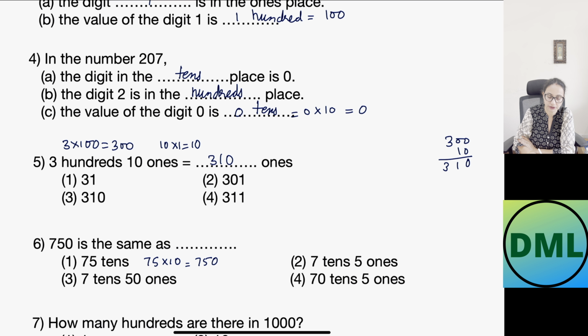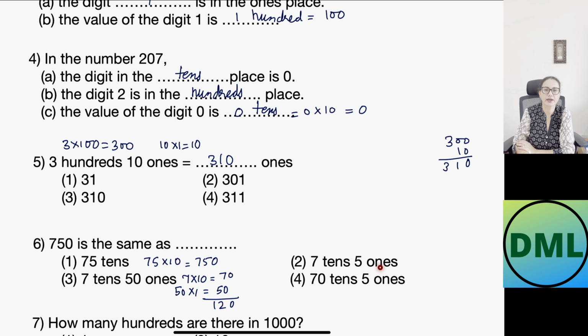Let's see the second option here. 7 tens, 50 ones. Let's write it here. What is the value for 7 tens? 7 tens is 7 multiplied by 10, which is equals to 70. 50 ones. Ones is 1. 50 multiplied by 1 is equal to 50 only. Let's add them here. 0 plus 0 is 0. 7 plus 5 is 12. My answer is 120.